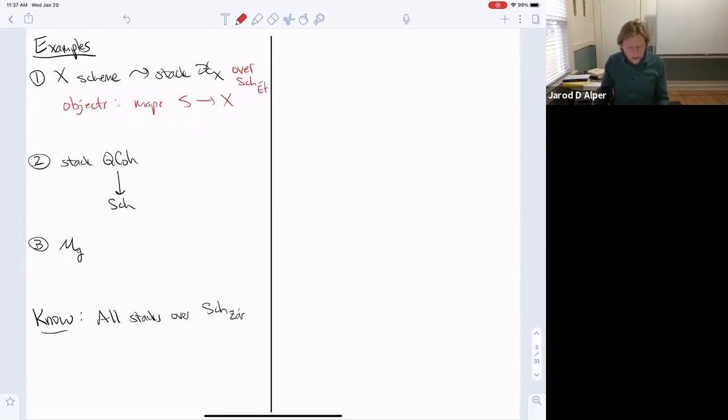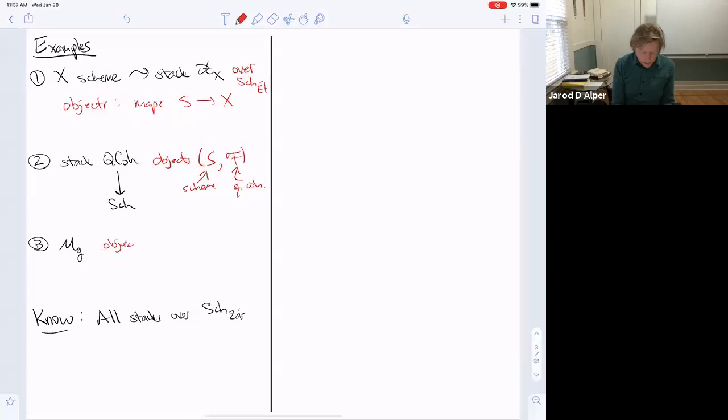And then we also had the stack of quasi-coherent sheaves where objects were pairs of a scheme together with a quasi-coherent sheaf. And then the main example in this entire course is M_g, and here the objects are smooth families of genus g curves. And then morphisms are Cartesian diagrams.